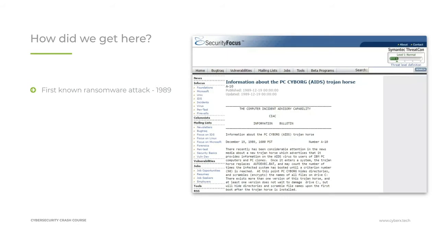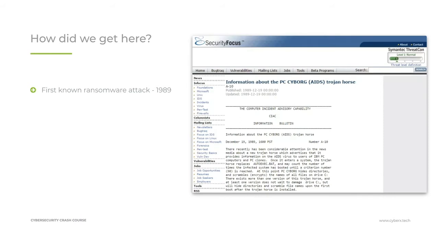The first known ransomware attack on record happened in 1989. So this has been a lot of years in the making. And it was created by an individual who was doing AIDS research named Joseph Popp. Joseph Popp sent 20,000 floppy disks to other AIDS researchers. And this floppy disk had malware on it.